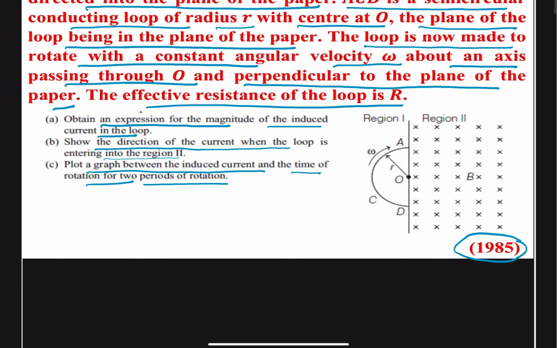So we are given a figure. There are two regions, region 1 and region 2. Region 1 doesn't have the magnetic field, so here B is equal to 0, whereas region 2 has a magnetic field B that is into the plane of paper, perpendicular to it. And we have a semicircular loop ACD and it rotates with angular velocity omega.